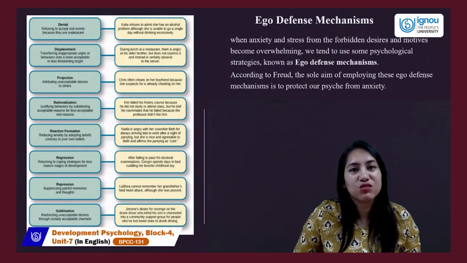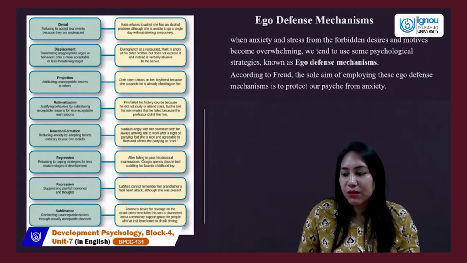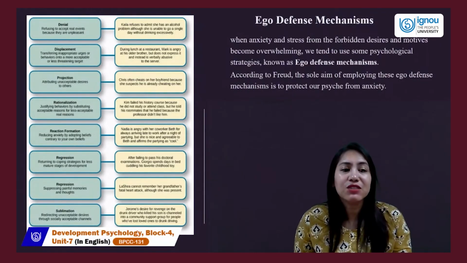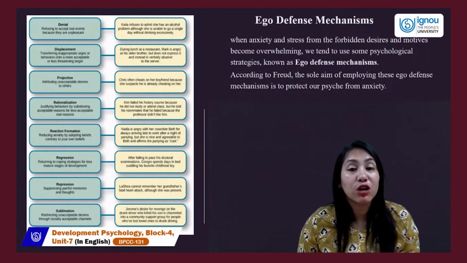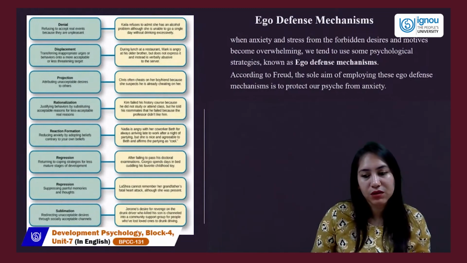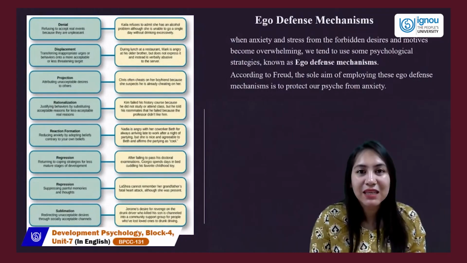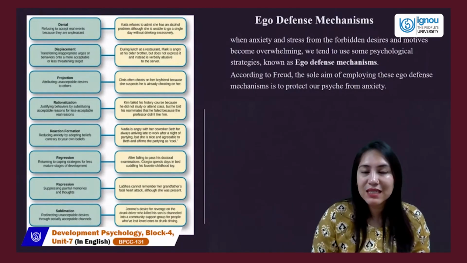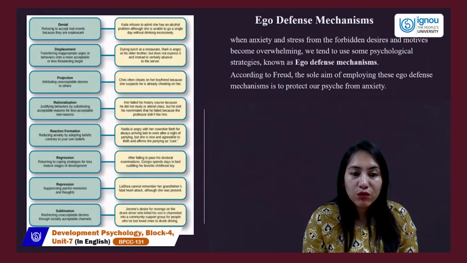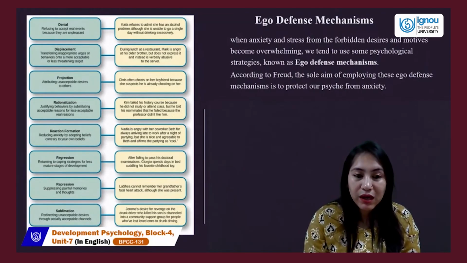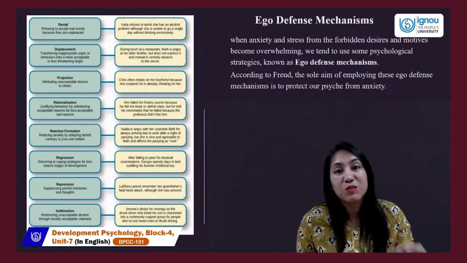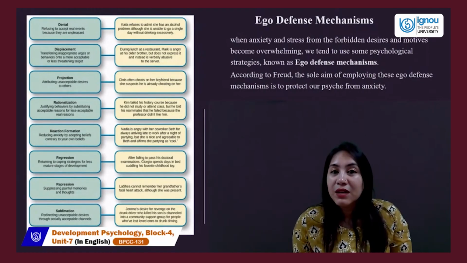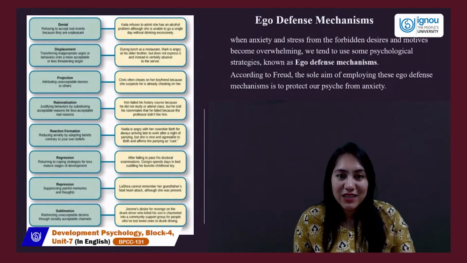Then we come to reaction formation. Let's remember reaction formation as an opposite reaction. It is reducing anxiety by adopting a belief contrary to the original belief. So if the original feeling is disliking, you end up liking the person. Let's take the example. Nadia is angry with her co-worker Beth for always arriving late to work after a night of partying, but then she's nice and agreeable to Beth, and affirms that partying is very cool. So this is again reaction formation.